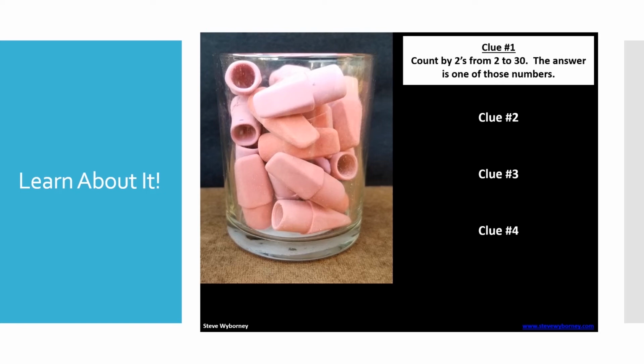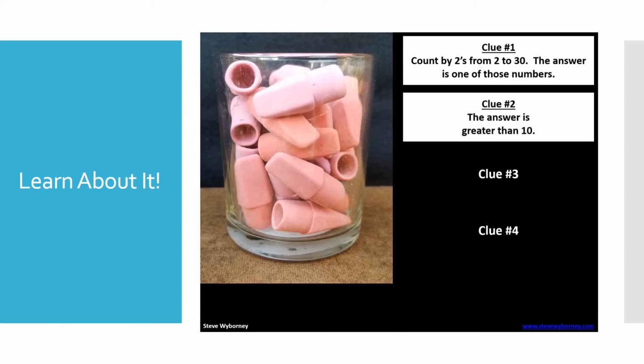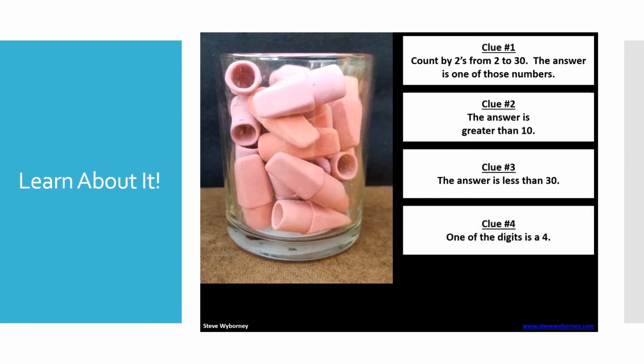First, we can count by twos from 2 to 30, and the answer will be one of those numbers. Then, we knew our answer is greater than 10. Then we knew our answer was less than 30. Our fourth clue is that one of the digits is a 4. So let's look at what that might be.